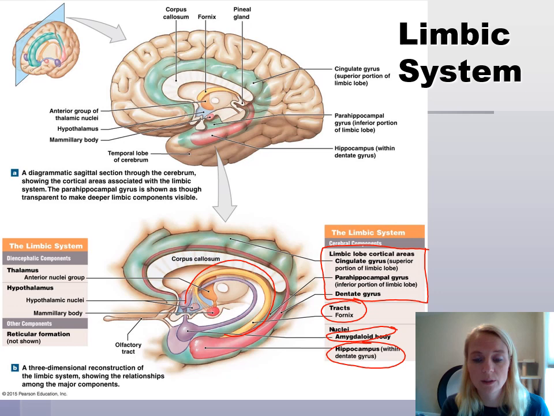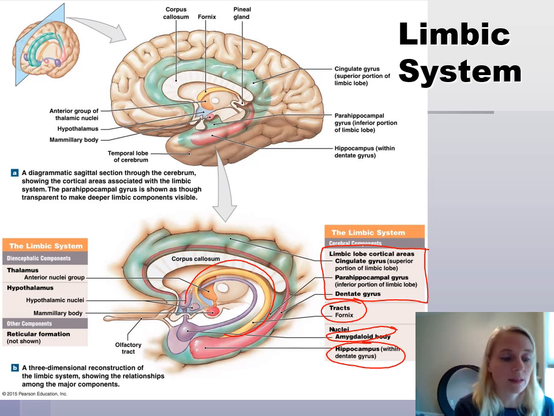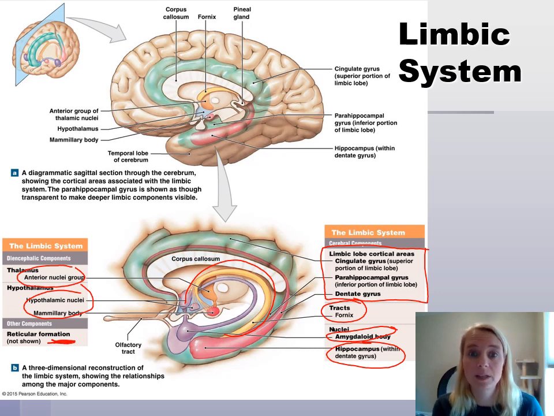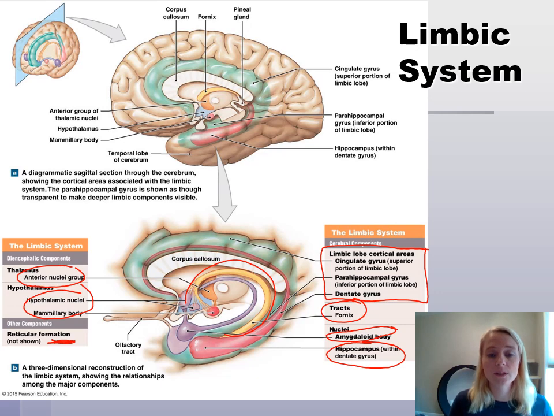So that is your limbic system cerebral components. And in the diencephalon, we have our anterior group of the thalamus, the hypothalamus, and the mammillary body. And it's not shown here, but your reticular formation, which is your day-night cycles, can also be linked into your limbic system, part of that, regulating your subconscious control of things, emotional states, and your fight or flight. So as you can see, it's not a region you can point to and say, hey, there's a limbic system. It's parts and pieces of your cerebrum and your diencephalon.